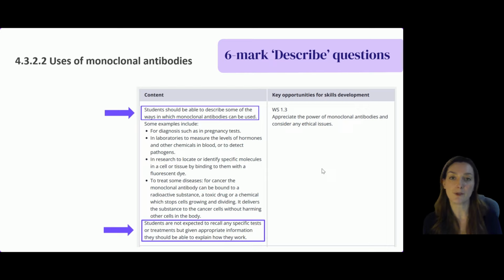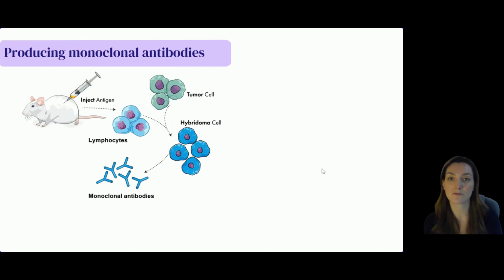For 4.3.2.2, use of monoclonal antibodies, it states within the specification that students should be able to describe some of the ways in which monoclonal antibodies can be used. Underneath, it gives you some different examples, but right at the bottom, it states that students are not expected to recall any specific tests or treatments, but when given appropriate information, they should be able to explain how they work.